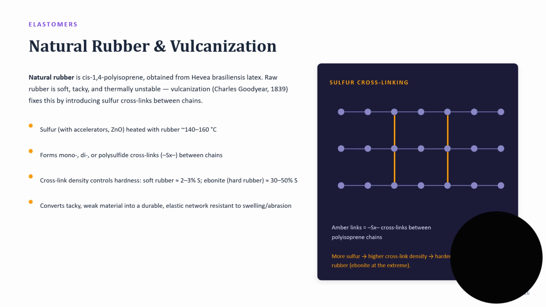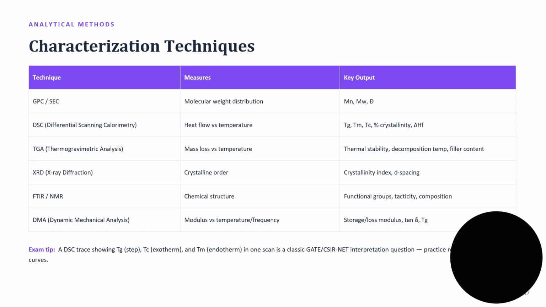Next topic is characterization techniques. Let's now consolidate the analytical toolkit used to characterize polymers. This table is essentially a checklist you should be able to reproduce from memory.